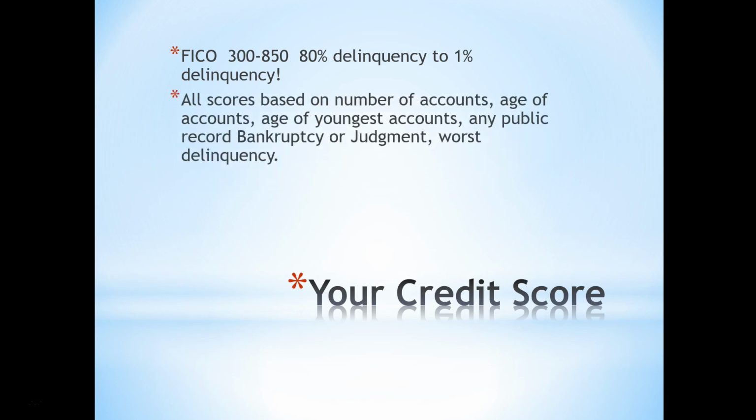And all the scores that they have for your credit score are based on the number of accounts that you have, how long you've had the accounts, so the age of the accounts, the age of the youngest accounts, meaning the accounts that you've had for the least amount of time, any public record of bankruptcy or judgment that does go onto your credit history and reflects your credit score, and then your worst delinquency. So that whole 80% to 1% delinquency, that worst delinquency is always going to be the biggest impact on negatively affecting your credit score. Okay?